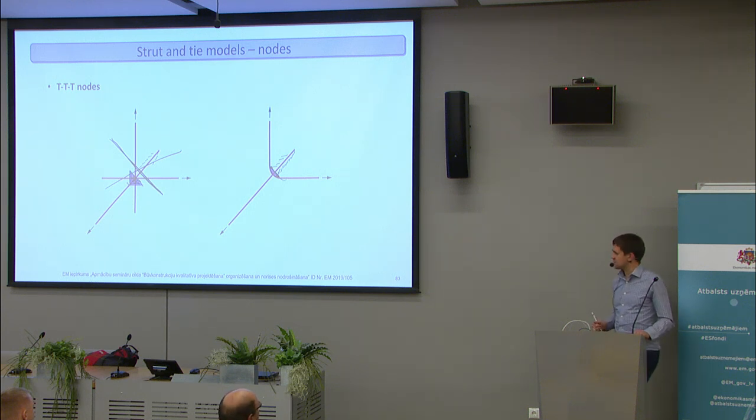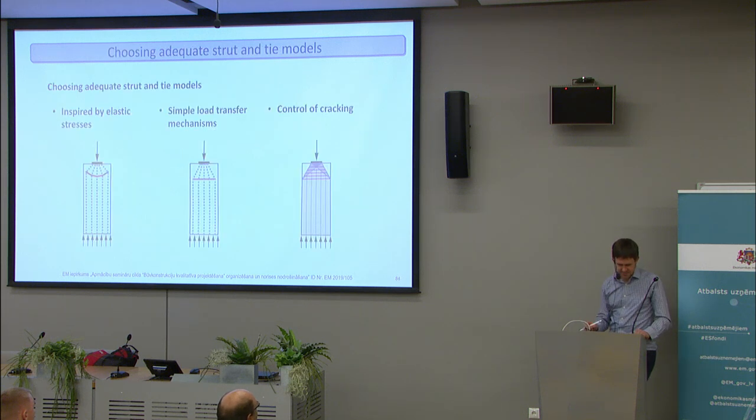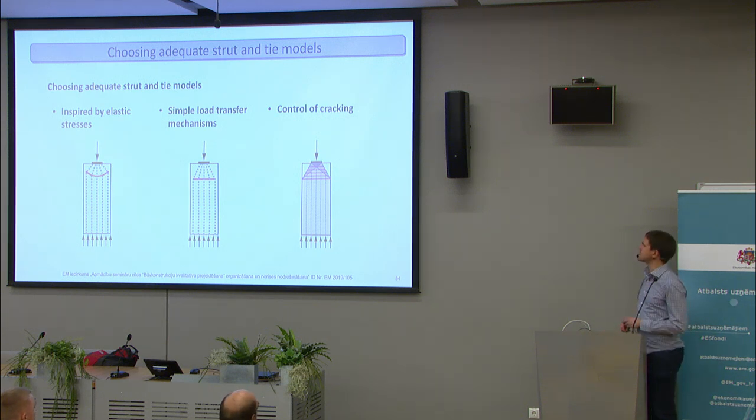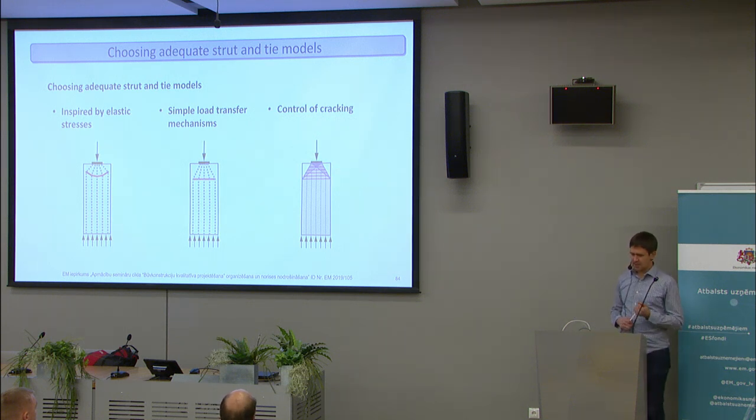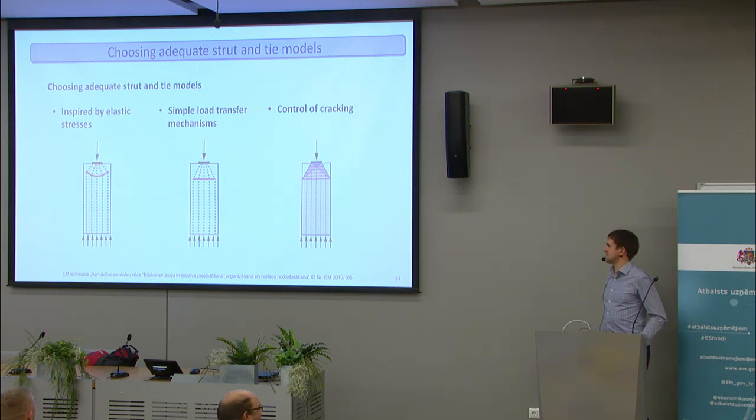But it's better to avoid TTT nodes when choosing the shape of the strut-and-tie model or the transmission mechanisms. So now this takes us to the question of how to choose a good model. Basically, we're going to look at three approaches. One would be to get inspired by the elastic distribution of stresses.